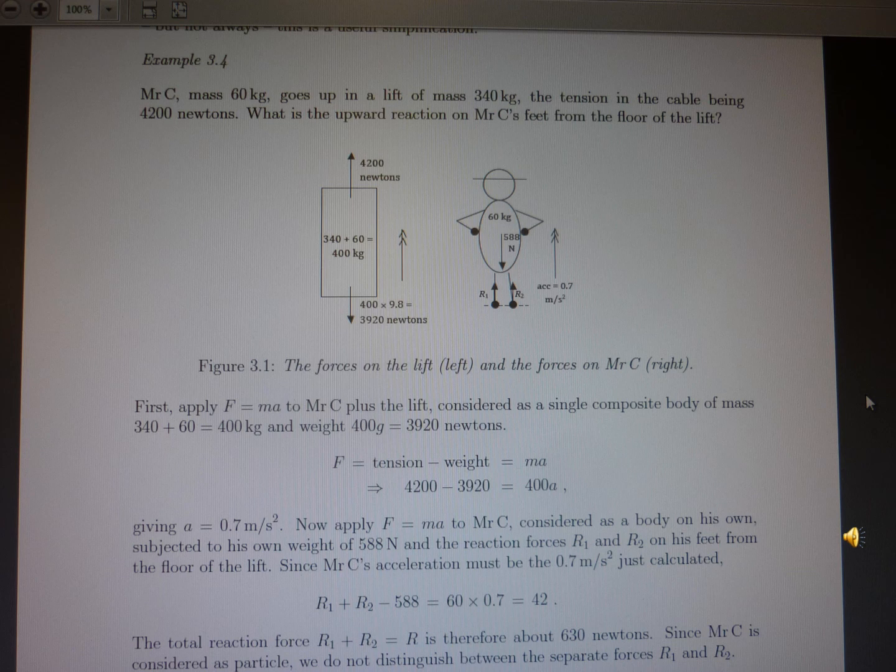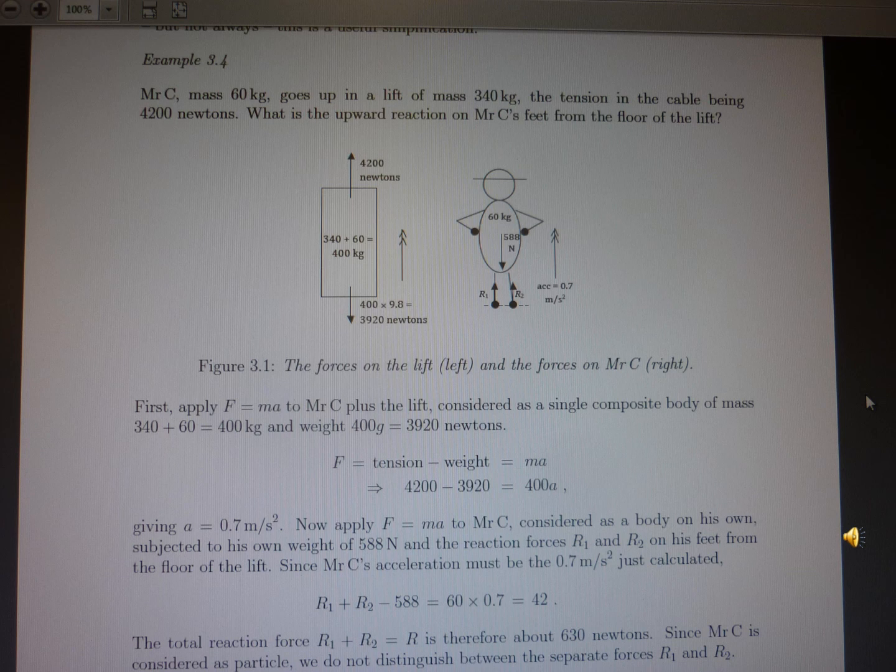The mass of Mr. C is 60 kilograms and the lift mass is 340, so the total mass is 400 kilograms. This 400 kilograms multiplied by gravity, 9.8, gives about 3920 newtons as the downward force. The upward force is 4,200 newtons and the downward force is 3920 newtons.